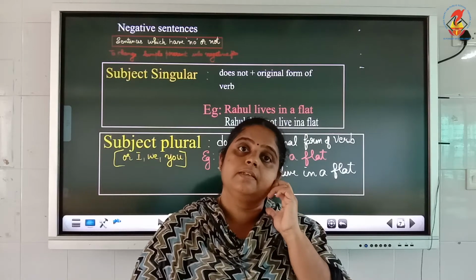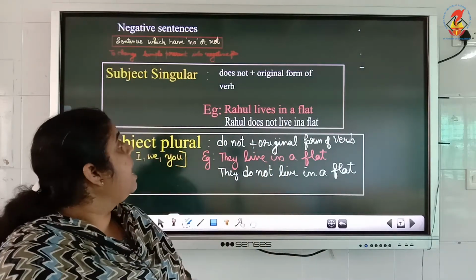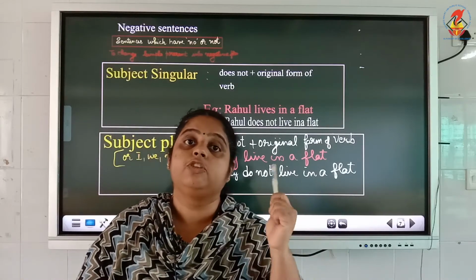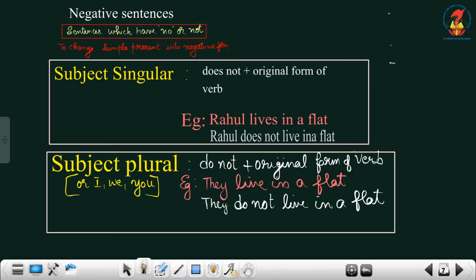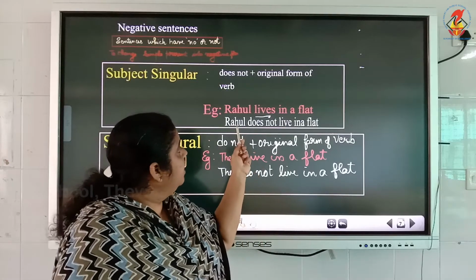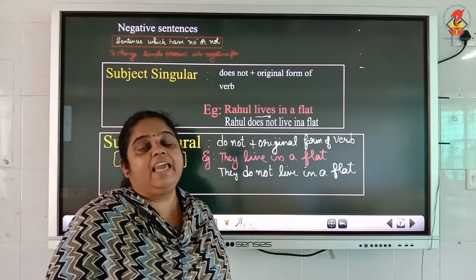Now in simple present tense, how can we convert a sentence into negative form? For example, Rahul lives in a flat is a sentence which is written in simple present format. Live plus es because Rahul is singular. Now you have to change it into a negative sentence. When you want to change into a negative sentence, you have to add a no or not in that sentence. So, see, Rahul does not live in a flat.